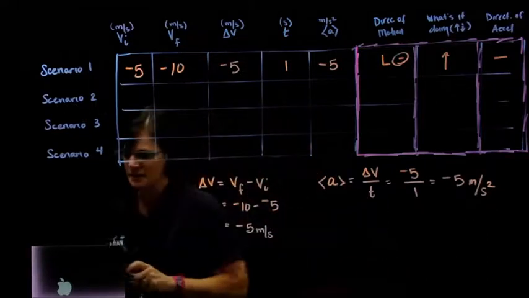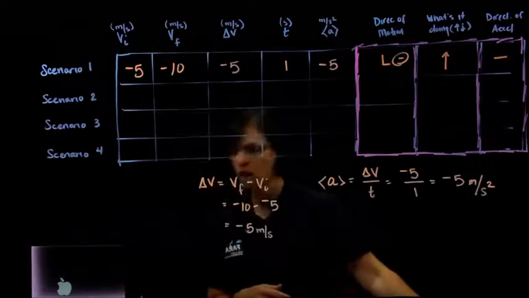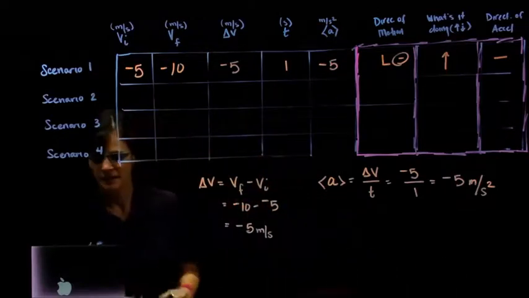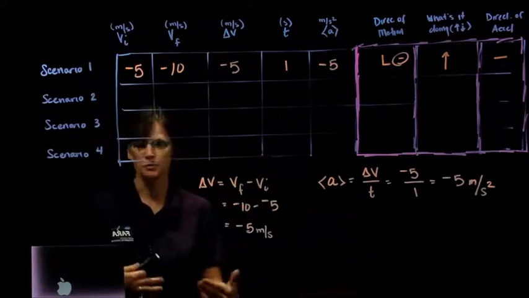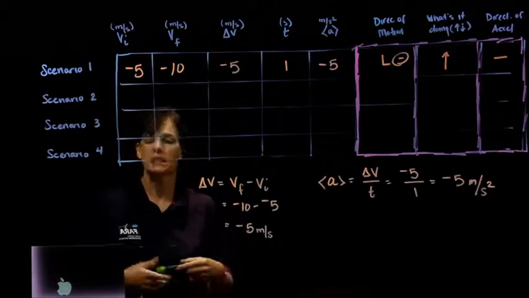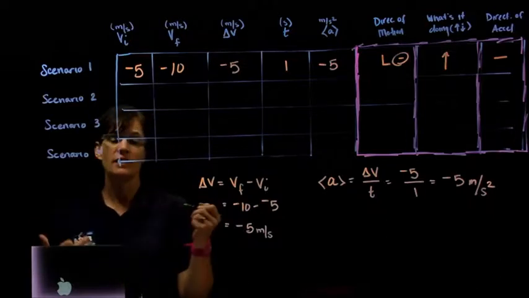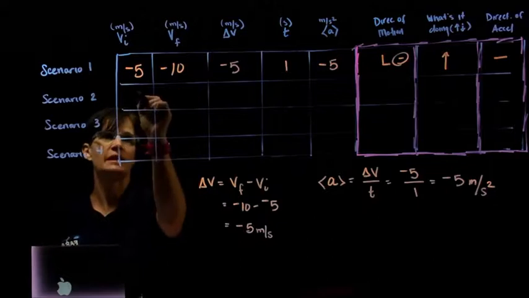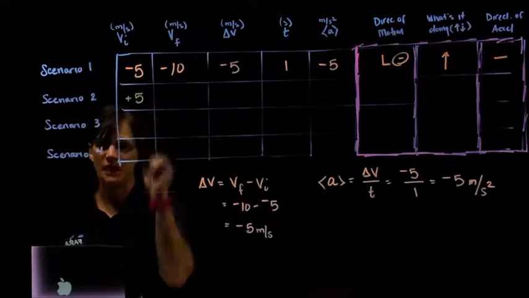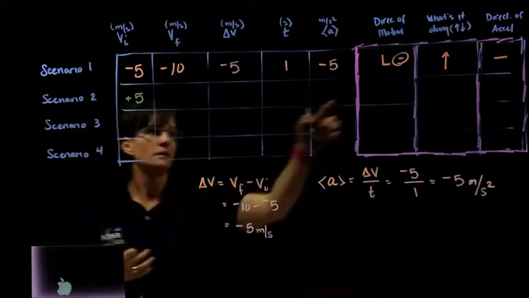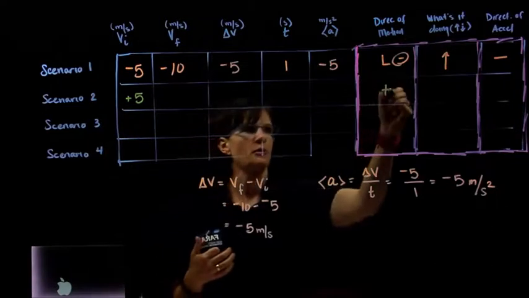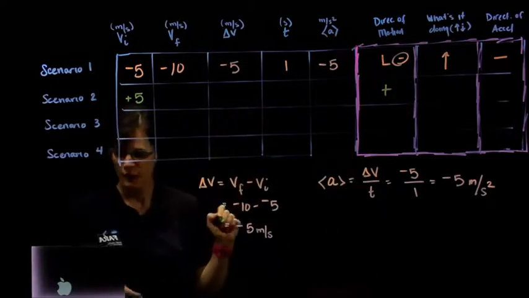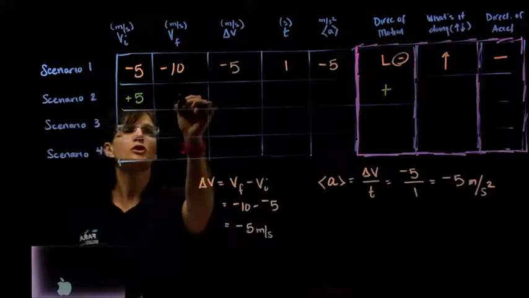All right, so let's look at the second scenario. The second scenario reads, while traveling to the right, my velocity changed from 5 meters per second to 3 meters per second in 1 second. So now I'm traveling to the right. I started at positive 5. That positive tells me it's to the right. That gives me that direction of motion right away. I'm to the right. I go from 5 to 3.